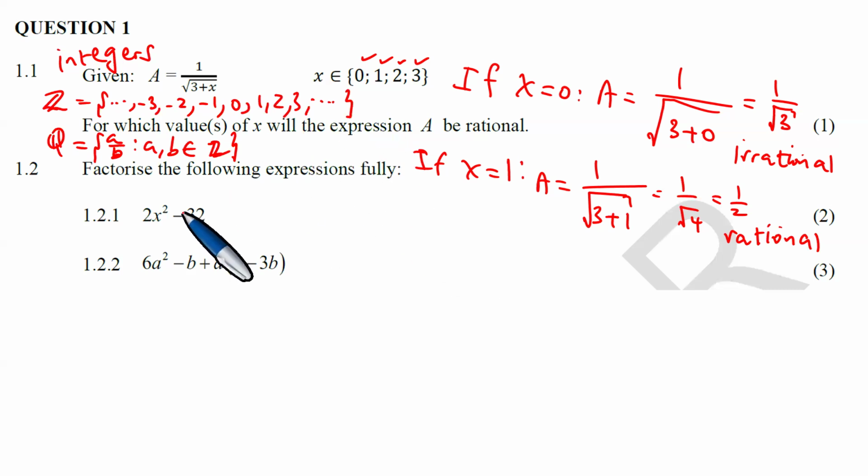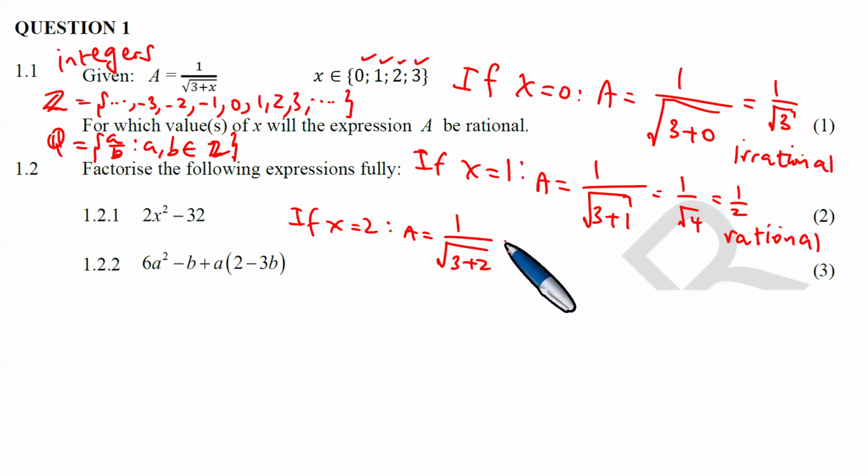We continue quickly without wasting time. Next, if x equals 2, a equals 1 over the square root of 3 plus x. x equals 2 this time around, because we're testing all of them. So x changes amongst these values, and we try 2 next. It's going to be 3 plus 2, which gives 1 divided by the square root of 5.